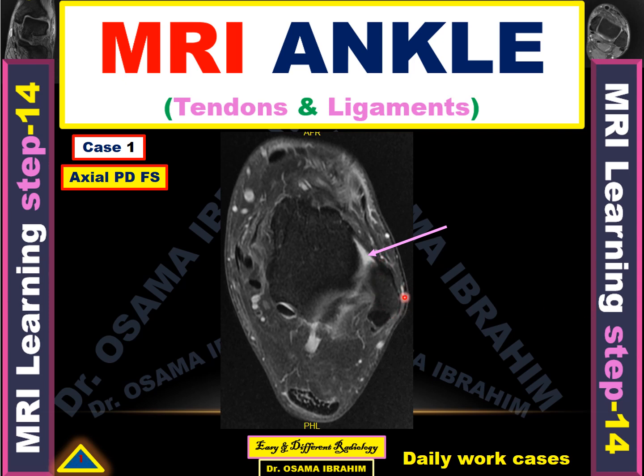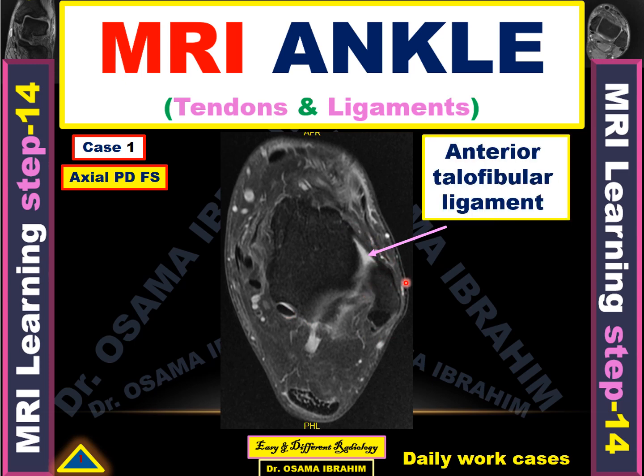Actually, this is the fibula and this is the talus. So this is the anterior aspect and this is the posterior aspect. So this one represents the anterior talofibular ligament. Anterior talofibular ligament. This is one of the most important ligaments injured in the ankle joint.